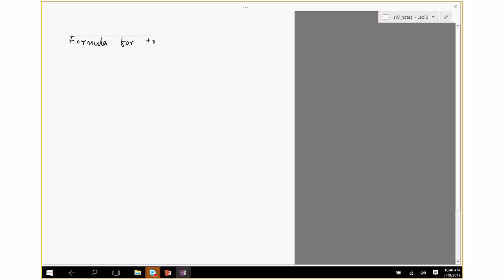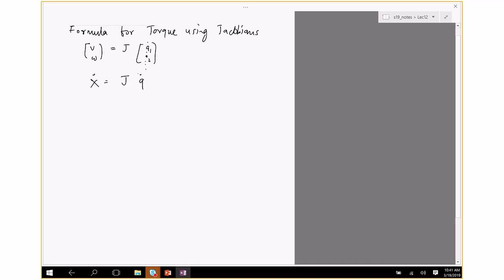For torque using Jacobians. When we wrote the formula for V and omega, remember we wrote that it equals J times q1 dot, q2 dot, and so on. We wrote this down earlier; we derived this formula. What I'm going to do is write this as x dot equals J times q dot. Here x is the way in which I can package v and omega together.